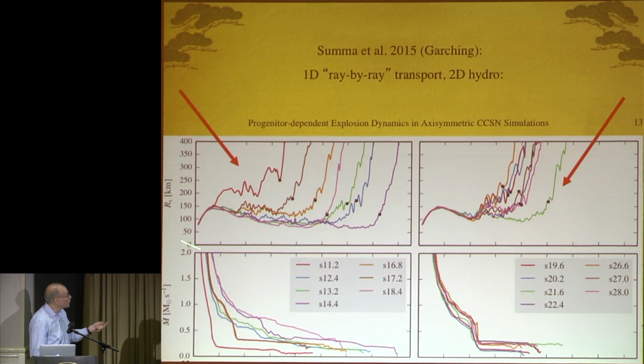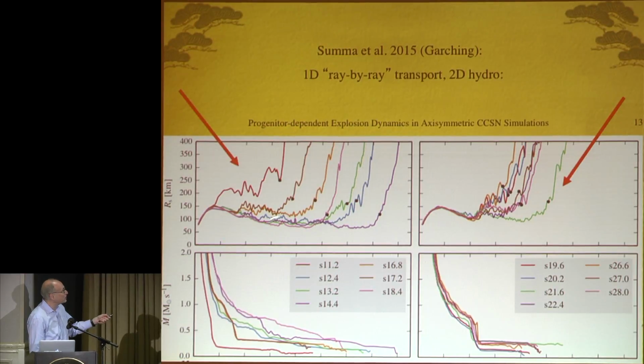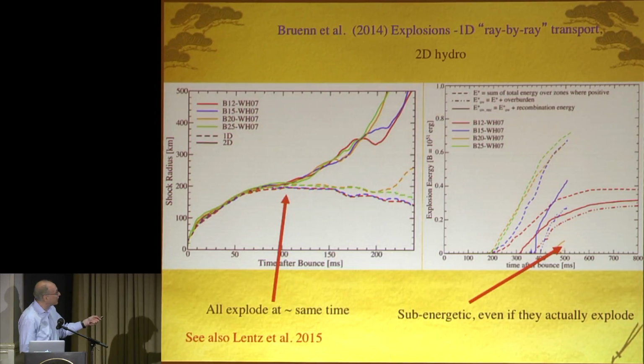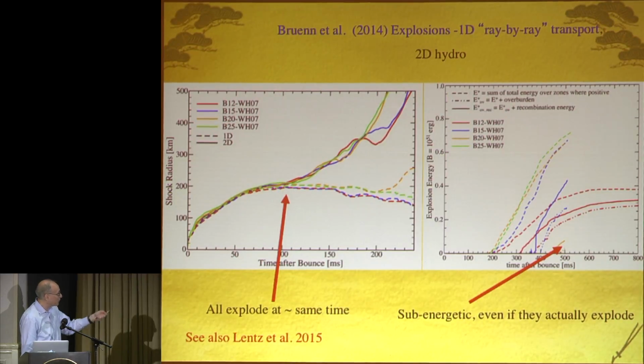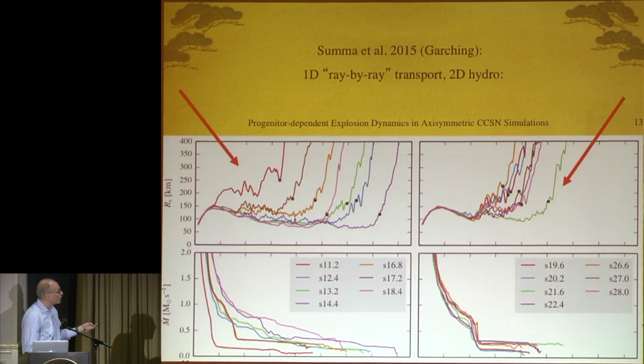Whereas the group Suma et al. from Max Planck is looking at the same models. These aren't the same models, but if you look at the plots, I couldn't find a good plot that I had readily at hand. But if you look at those models, they're all exploding at different times when they explode. And these times are much, much later than the 100 milliseconds or 200 milliseconds or something like that, depending on where you define it, of the explosions of the other group.